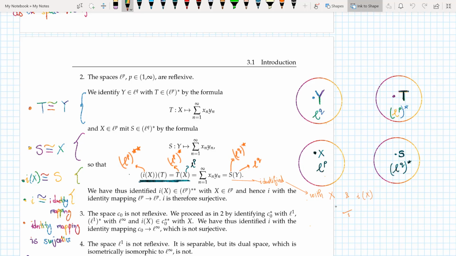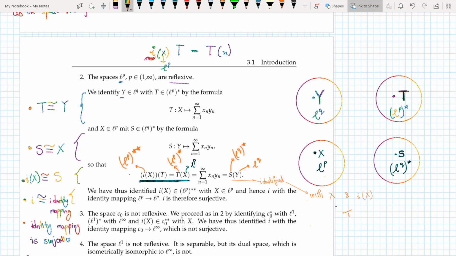So in this example, we're going to prove that my space Lp is reflexive. Now if you remember, if I want to prove that a space is reflexive, I need to prove that this mapping I given by Ix of t is equal to t of X is surjective. Once I prove the surjectivity of this mapping, I can say that my space is reflexive, where X is an element in Lp. So let's see the construction as we go forward.